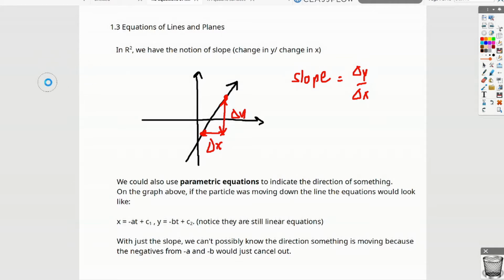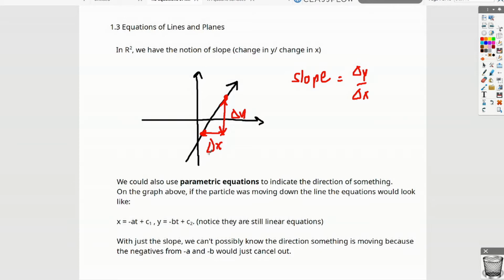So in R2 we have the notion of slope, right, which is the change in y over change in x. That's how we are able to tell direction, right? It's not the most clear direction that we could tell, and to make that direction clearer, we use parametric equations in pre-calculus to indicate whether we're going up the hill or going down the hill. But slope is kind of a preliminary measure, right?